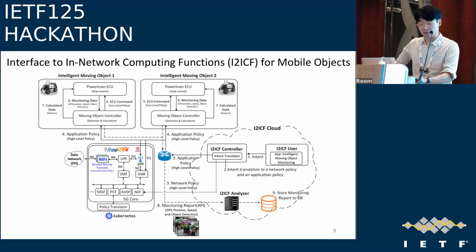Our I2ICF framework works in 3 steps. First, the user's intent is translated into network policies. Second, the 5G core delivers them to robot cars. And last, the robot car detects obstacles, stops or detours safely, and reports back.